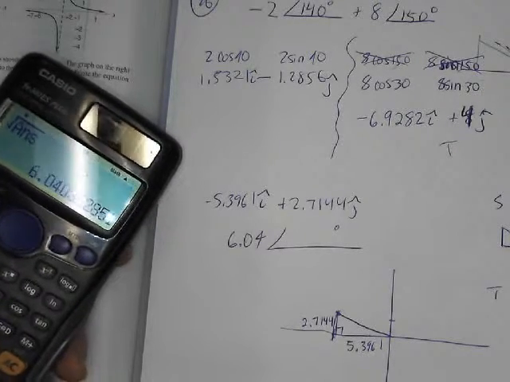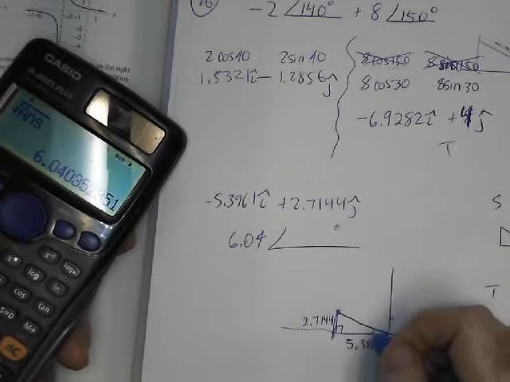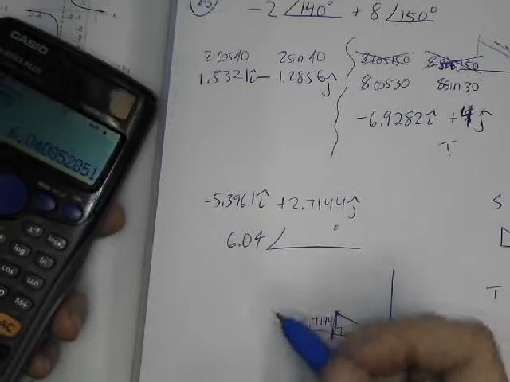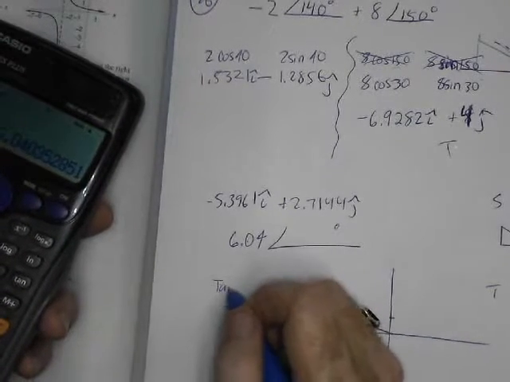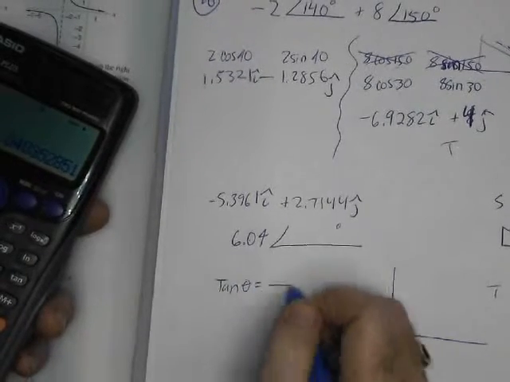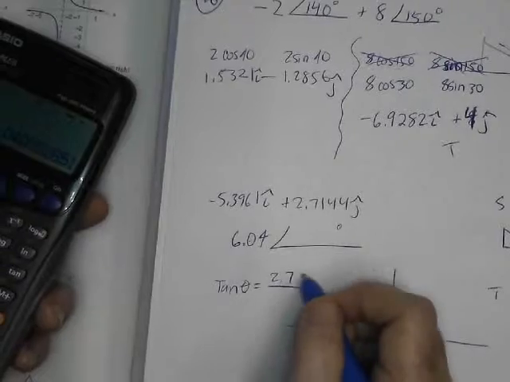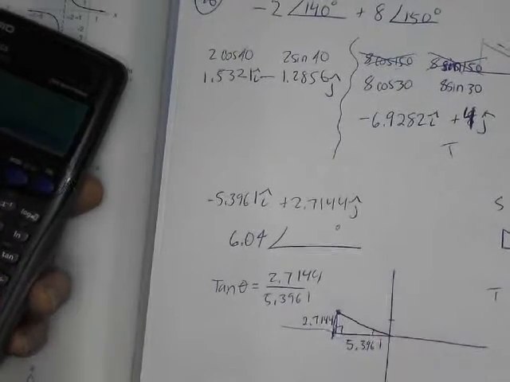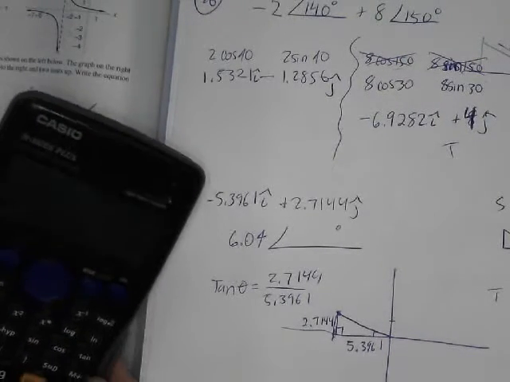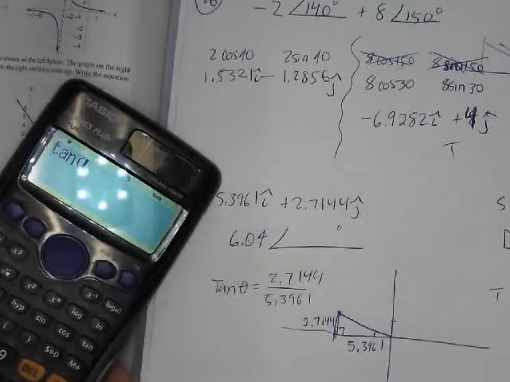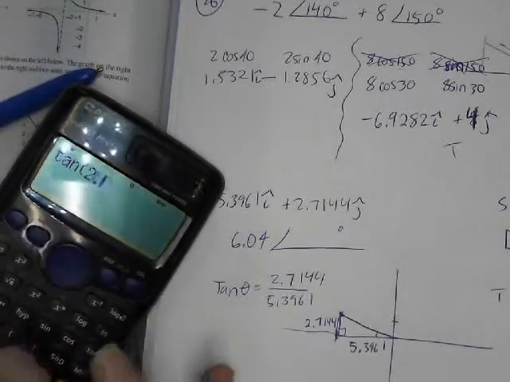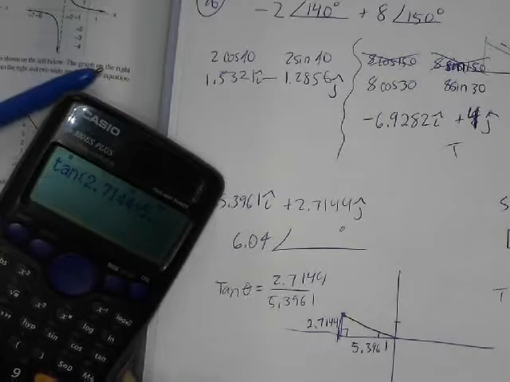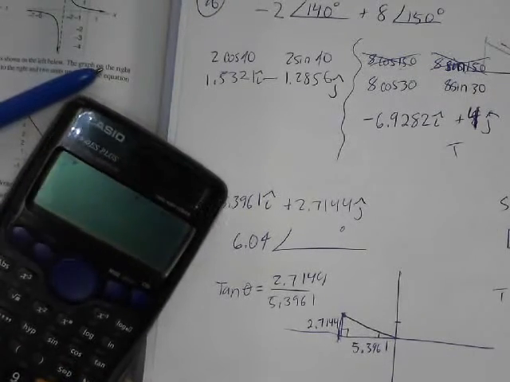Yep. Okay, and then how do I get the angle right here? Which SOHCAHTOA can I use to get the angle? I need this little reference angle. Opposite over adjacent. Good. So that's tangent. Tangent of theta equals opposite, which is 2.7144, over adjacent, 5.3961. So put that in my calculator: 2.7144 divided by 5.3961, and I get some funky answer.